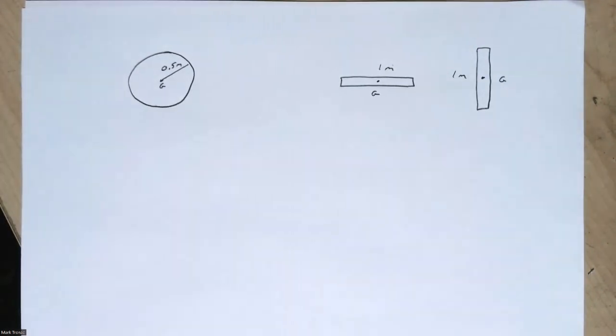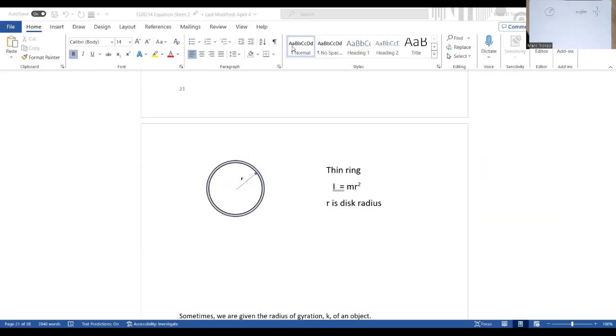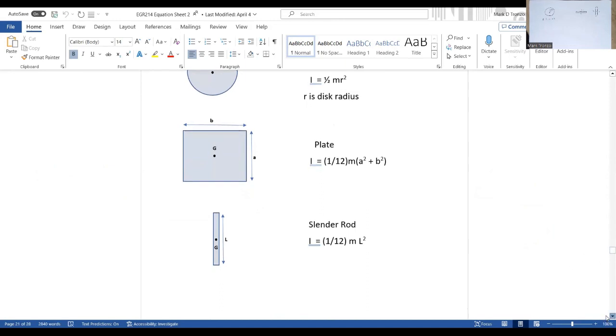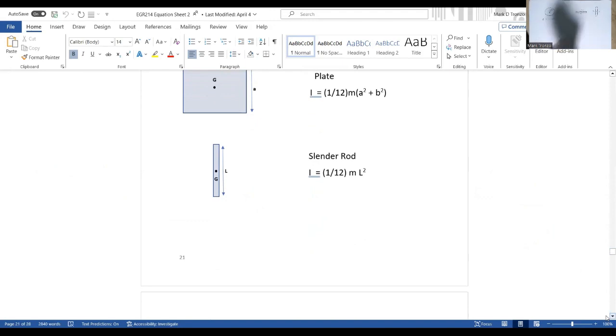And so the mass moment of a thin ring is given by this equation here, I equals m r squared, where r is the radius of the ring. And up here, we see the mass moment of the slender rod is given by this equation.